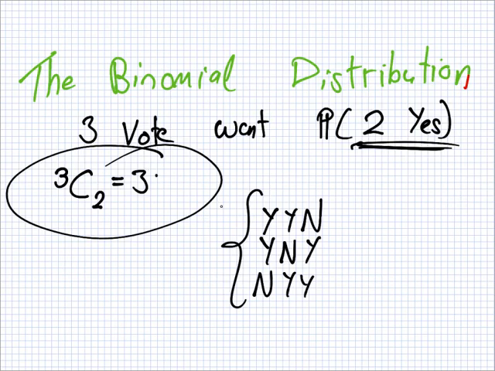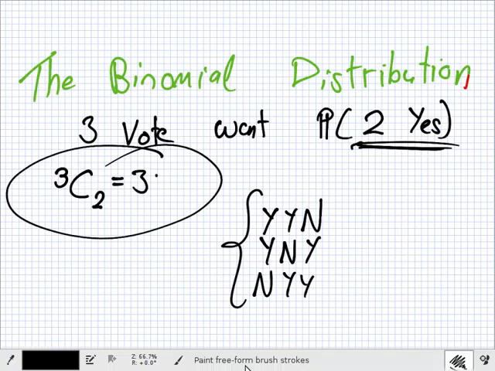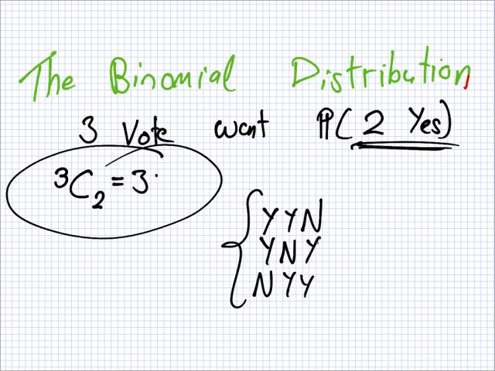But when 3 people vote, how many possibilities are there? So this is only 3 possibilities, but of course there's more than 3. 27. Is that much? Yeah, so when 3 people vote, how many possibilities are there? 8.